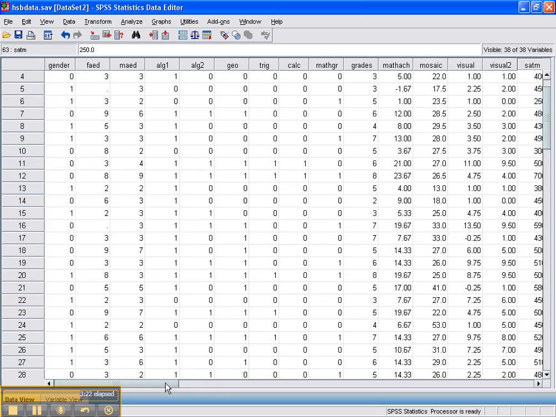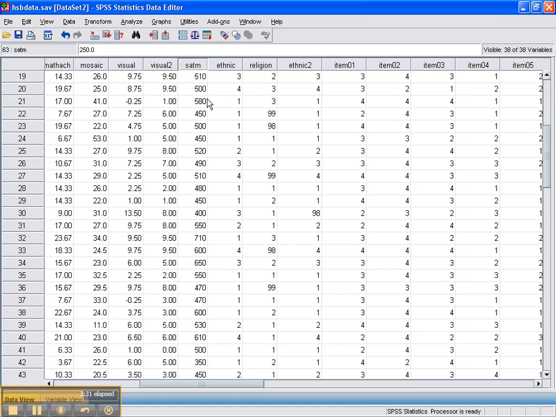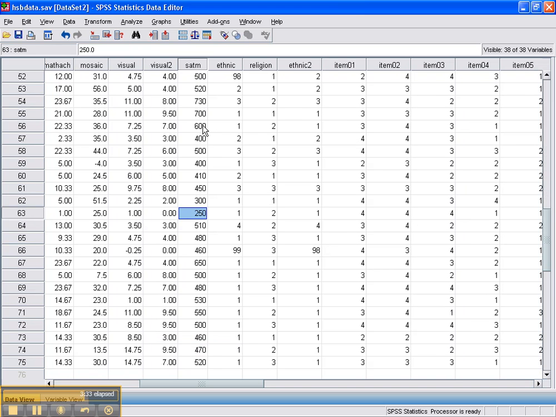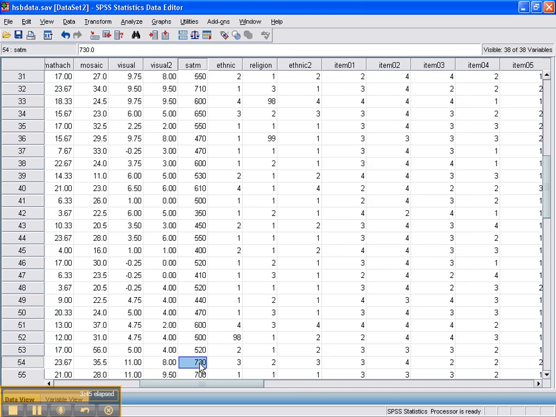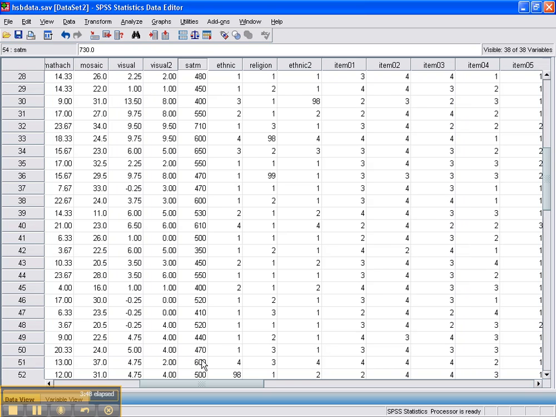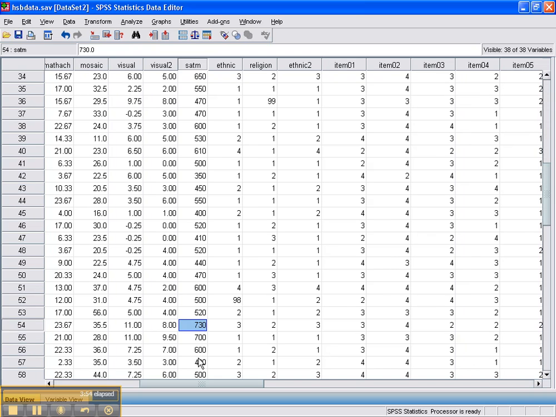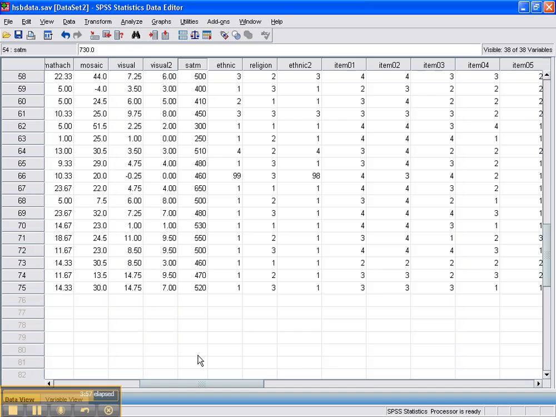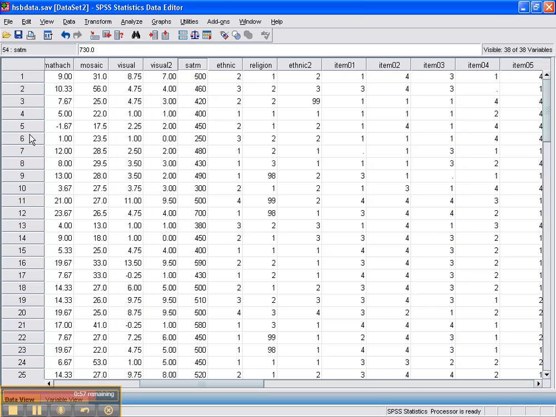Okay, so we're interested in SAT math. Where's that? There it is. Okay, so remember, scrolling down, I'm using the wheel on the mouse. 54 was extraordinarily high, case number 54 under SAT math. Wow, pretty high. 730. And just looking at the data, because we didn't do a descriptive analysis or anything like that, we can see that 730 is pretty high. It's the highest, but not only that, it's high compared to the other scores on SAT math. Then our low score was case number 6, 250.